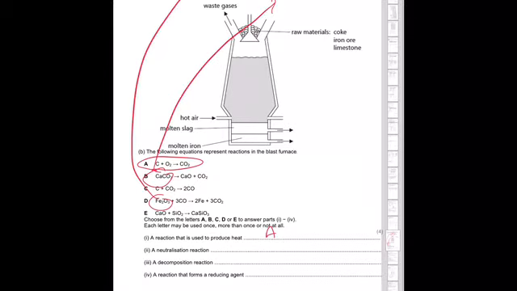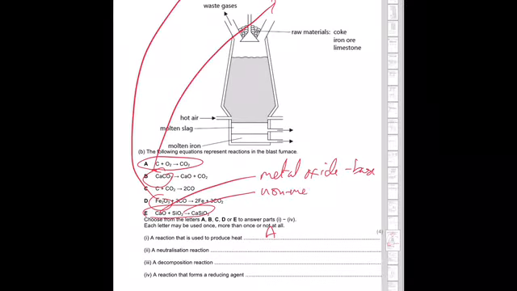Okay, so here we are. We've got a burning, combustion there. That produces heat, so that's the first thing. Neutralization reaction. So we've got a metal oxide and a non-metal oxide coming together. That's neutralization. Remember, metal oxides are basic or bases, and non-metal oxides are acidic. That's what they're expecting you to know. So that's neutralization.